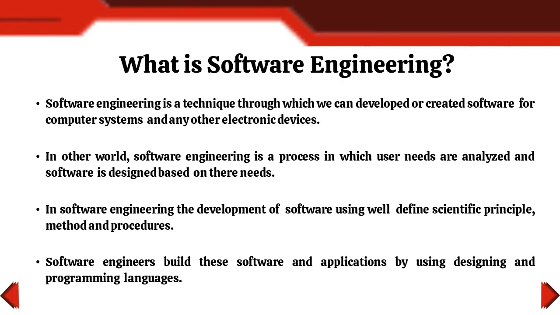So, what exactly is software engineering? Software engineering is the process of developing and creating software for computers and electronic devices. In simple words, it's a step-by-step process where we first analyze the user's need and then design software based on those needs. Unlike random coding, software engineering follows well-defined scientific principles, methods, and procedures to make sure the software is reliable and efficient.